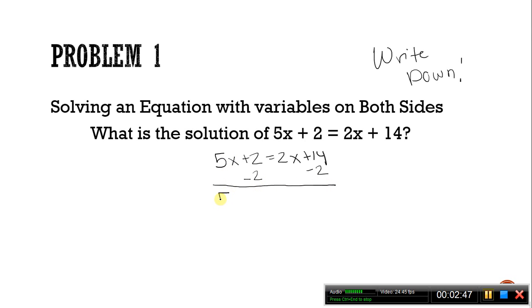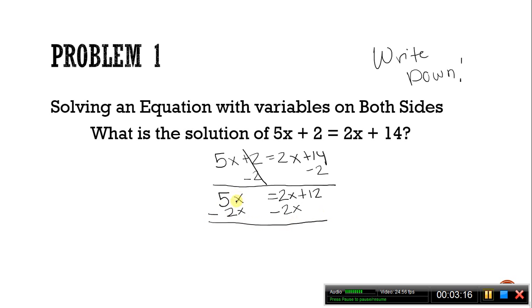My 5x is just going to come straight down. Now, plus 2 minus 2 is going to cancel out. It's going to give me 0. On this side, I still got 2x. And then 14 minus 2 is going to give me a positive 12. So now I need to get my x's together. I'm going to subtract 2x because I want to get these x's away from this 12. They can't play nice together. They need to be away from one another.